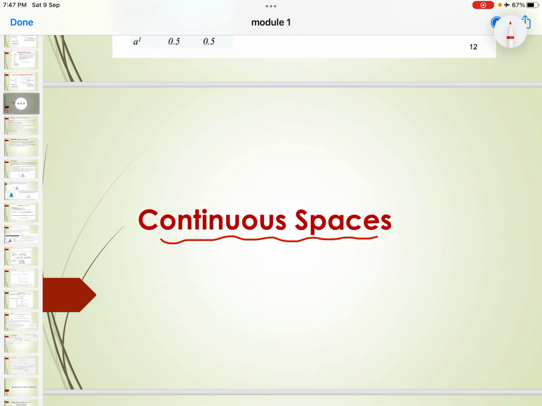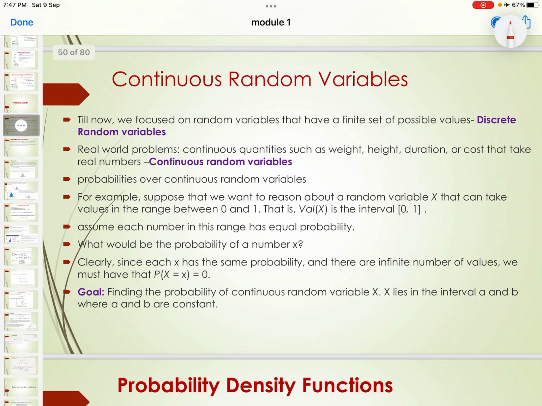So next part is continuous spaces. Continuous random variables. Till now we focused on random variables that have a finite set of possible values, that is, discrete random variables. Discrete random variables have a finite set of possible values. Real world problems involve continuous quantities such as weight, height, duration or cost that take real numbers. Continuous random variables: probabilities over continuous random variables.